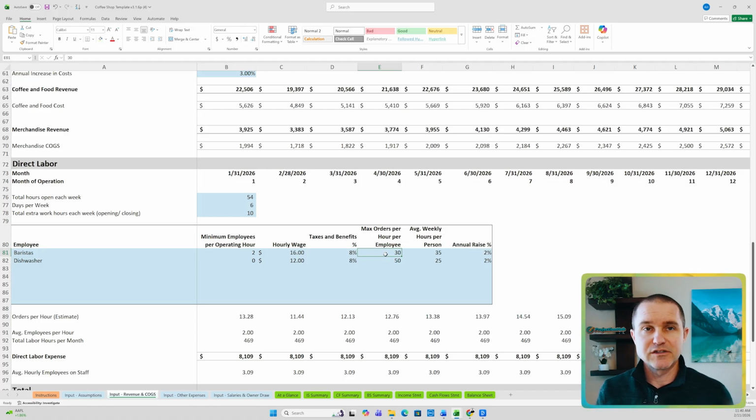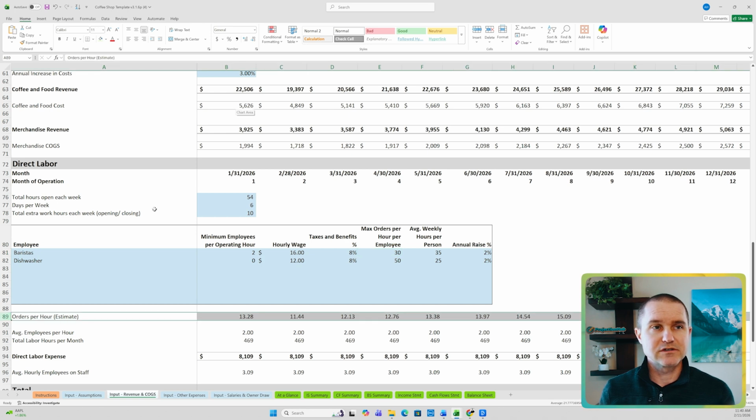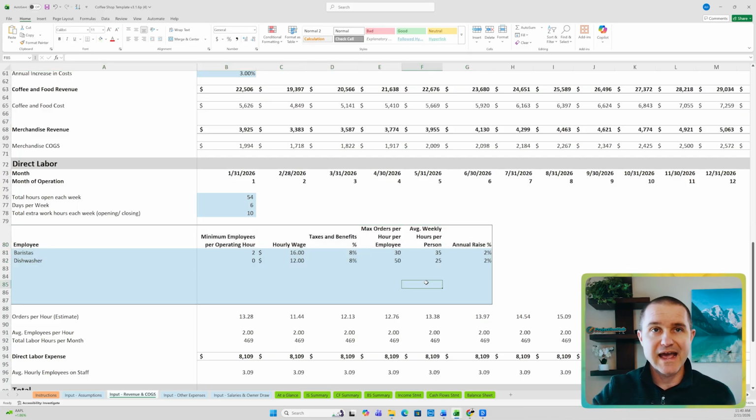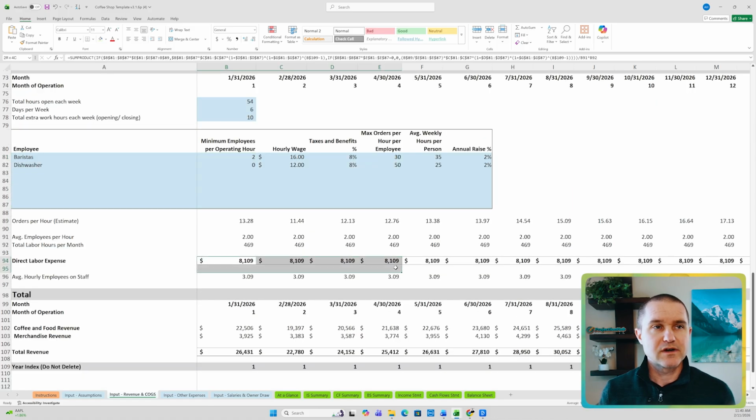The maximum number of orders per hour per employee that they can handle is 30. So what the model is going to do is if you get too busy, it's calculating down here based on your projections of customers how many orders per hour you're getting. If this ends up getting to be more than what your direct labor can handle, the model is automatically going to add staff. But it's going to default to say, well, we need at least 2. And then if our projections show that we need additional based on how busy we are, it will automatically add additional staff. So that will be your direct labor expense here. And that's really it on this page.